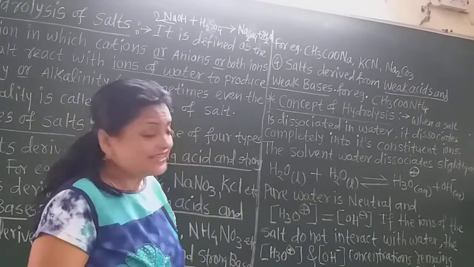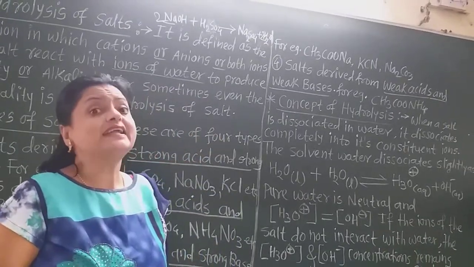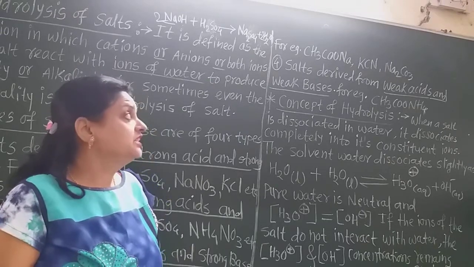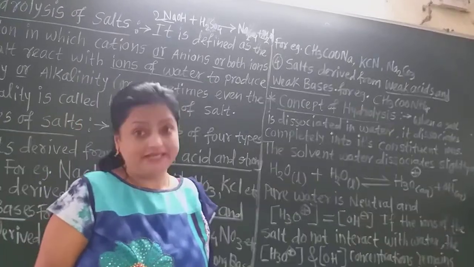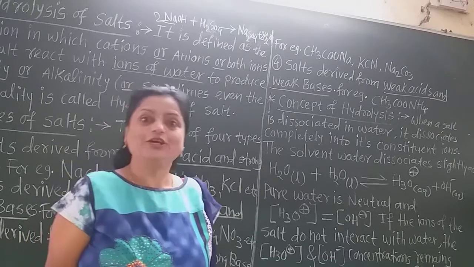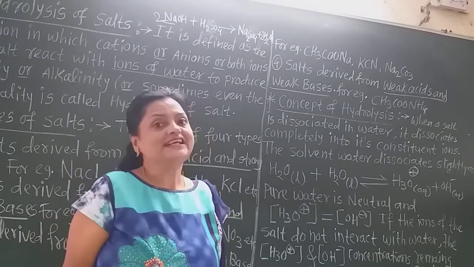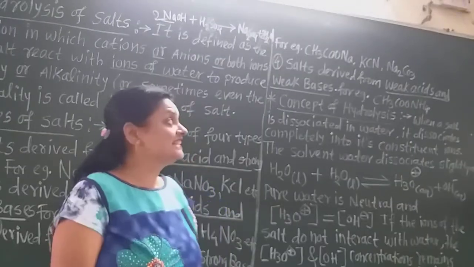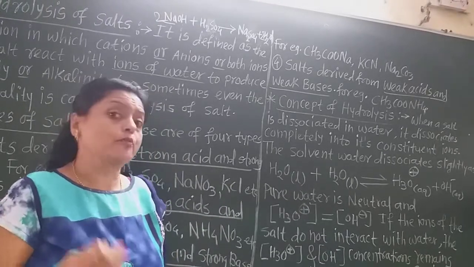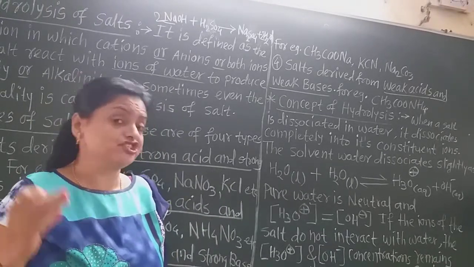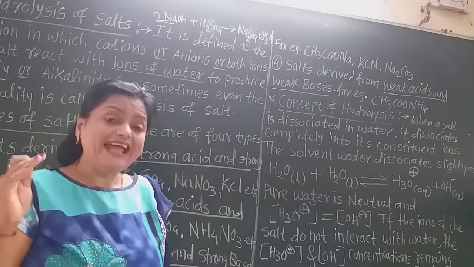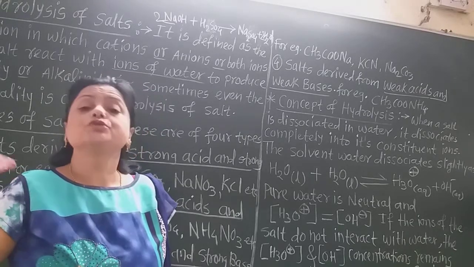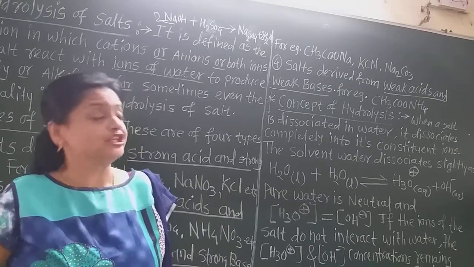The next is KCN, potassium cyanide. In that, KOH is the strong base and HCN, as I told you, that is hydrogen cyanide, is the weak acid. We are seeing the salts of strong base and weak acid. So KOH plus HCN, there is formation of KCN plus H2O.